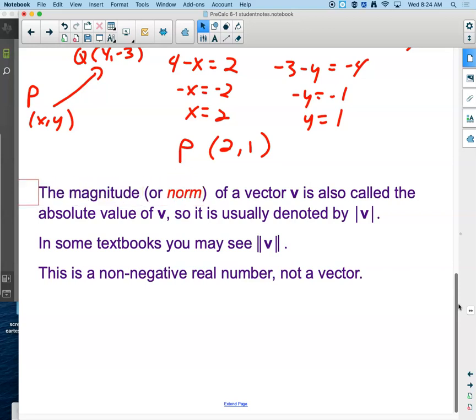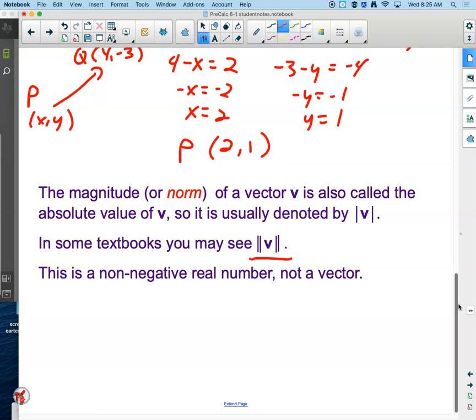So the magnitude, or norm, most books go with magnitude, hardly any of them talk about it as the norm, of a vector v is also called the absolute value of v, so it is usually denoted by, this is not true, this book denotes it by one set of absolute value bars. 20 years ago, you would never find that for magnitude. Math textbooks tend to use 2 bars on each side to talk about magnitude, because we want those concepts of magnitude and absolute value to be 2 separate things. But with vectors, it actually is going to give you the same value, whether you're talking about absolute value or the magnitude.